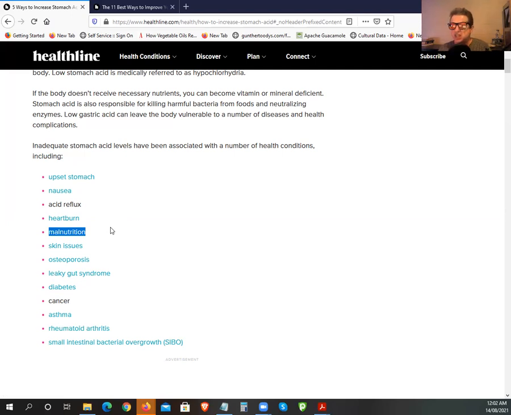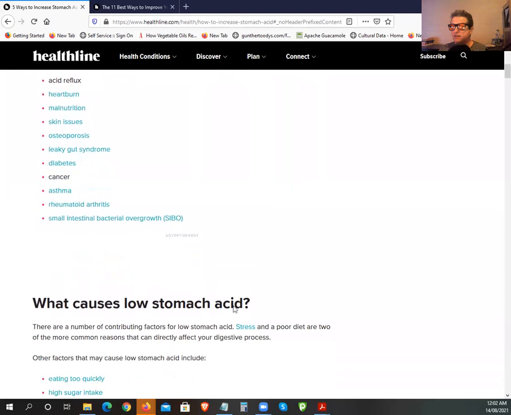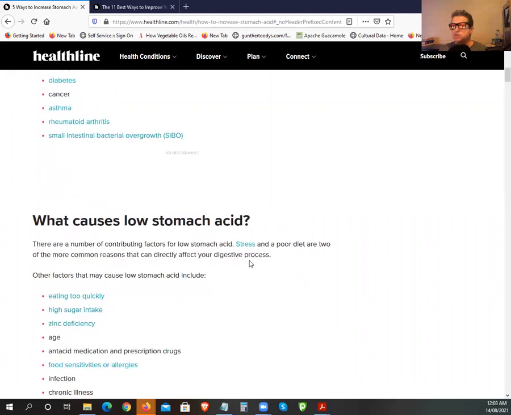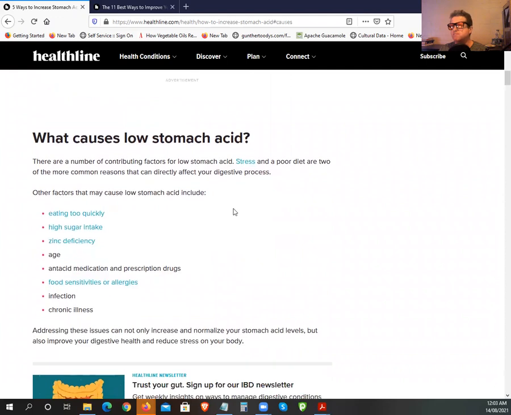Malnutrition, skin issues, osteoporosis, leaky gut syndrome, diabetes, cancer, asthma, rheumatoid arthritis, and one of our favorite ones for the vegans, SIBO, small intestinal bacterial overgrowth. Eating a lot of those alkaline-rich foods that they tend to do basically causes a lot of these issues.